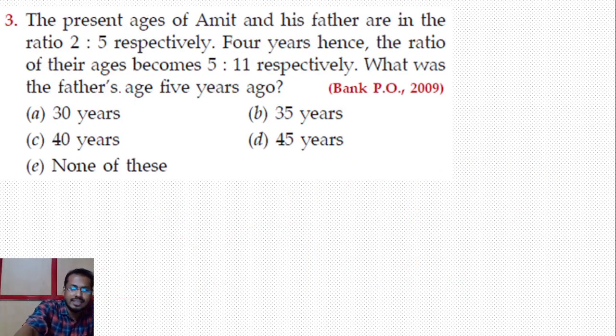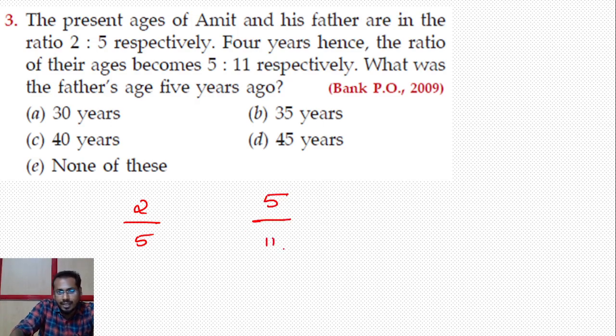Next question. I will just write the steps. The present ages of Amit and his father are in the ratio 2:5. So 2 over 5. 4 years hence the ratio of their ages becomes 5:11. So 5 by 11. So this ratio becomes this ratio. Why? Because 4 years hence, so plus 4 and plus 4.